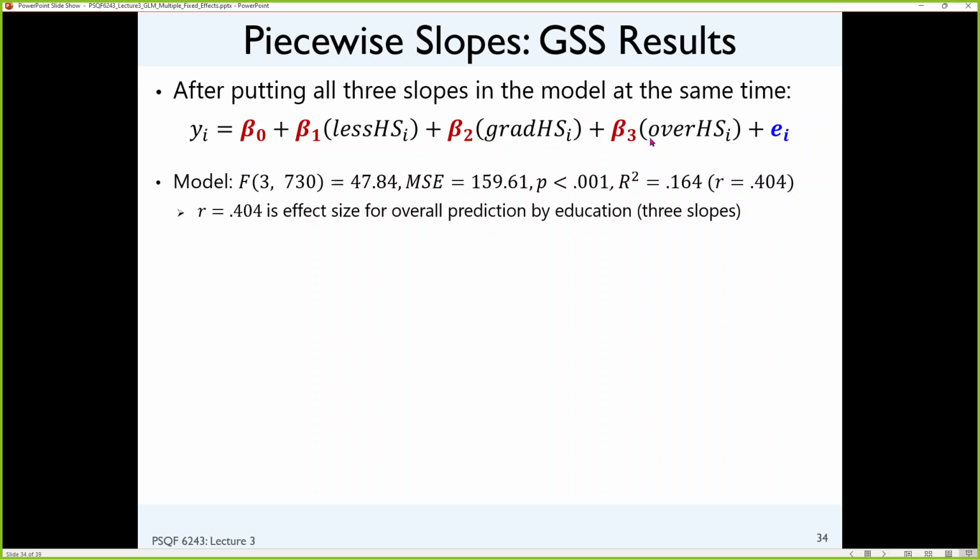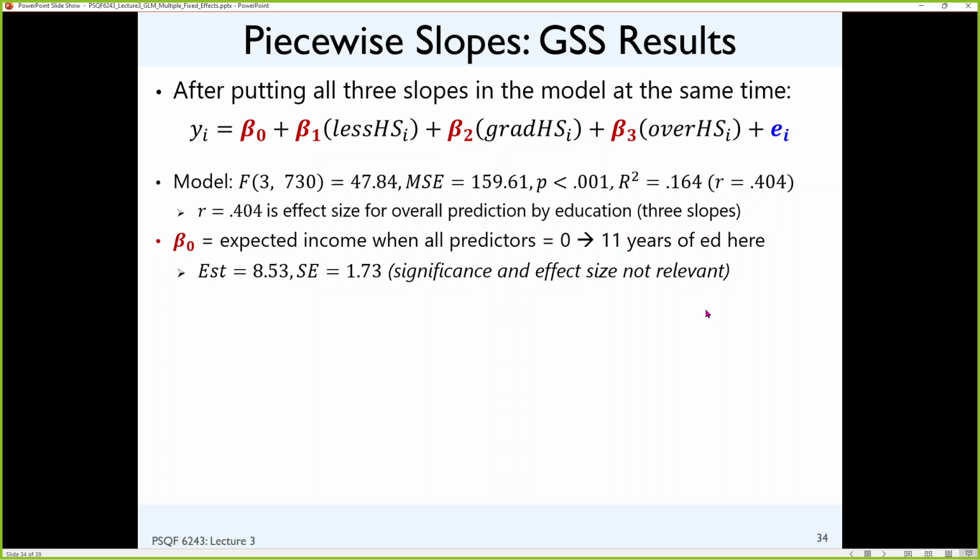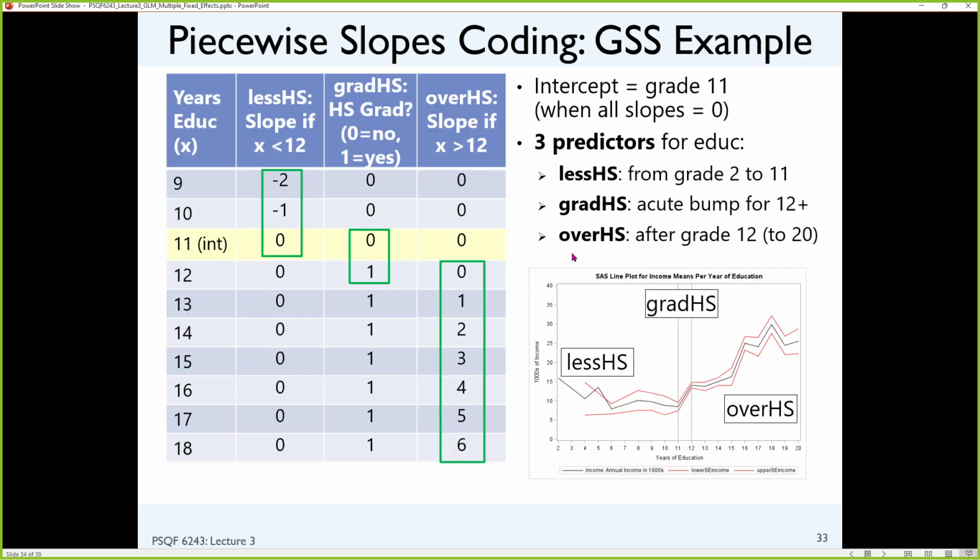Y hat would be the part that's in red here, leaving off the E. So anybody with the same level of education gets the same predicted income. So there's only so many possibilities given that. So beta 0 is the expected outcome, so income level here, for all of these predictors being 0. So I would have to know my coding scheme to know what that means, and I set it at 11. That's where they're all zeroed out.